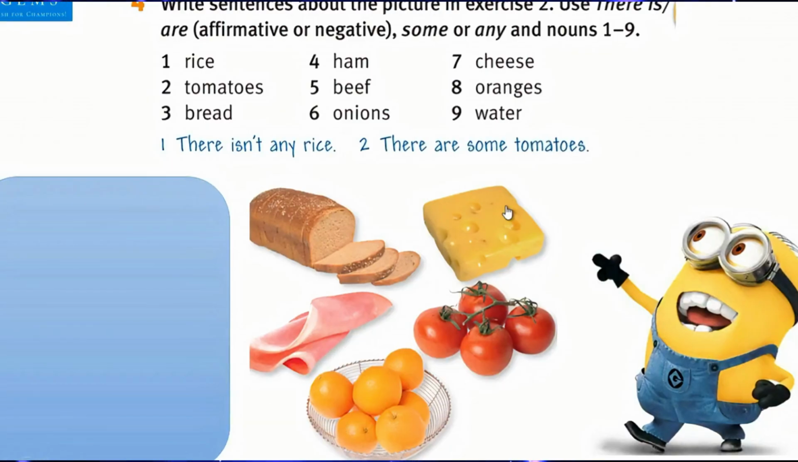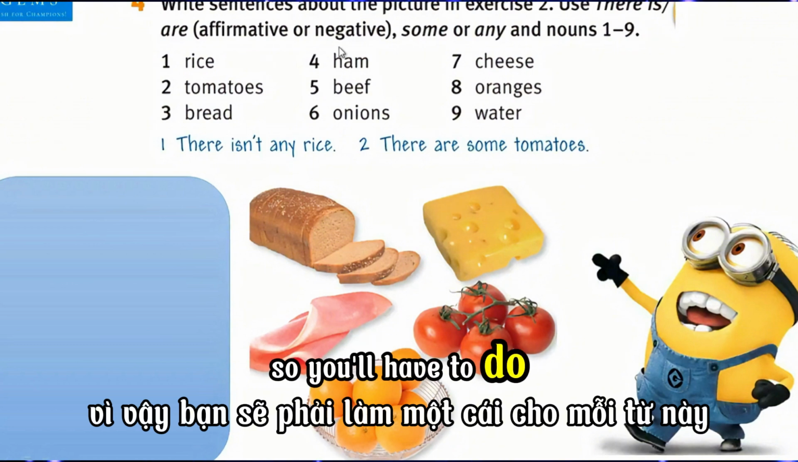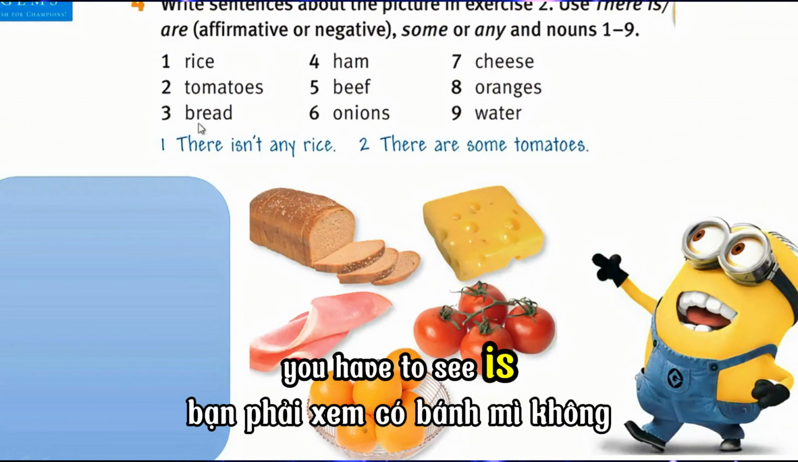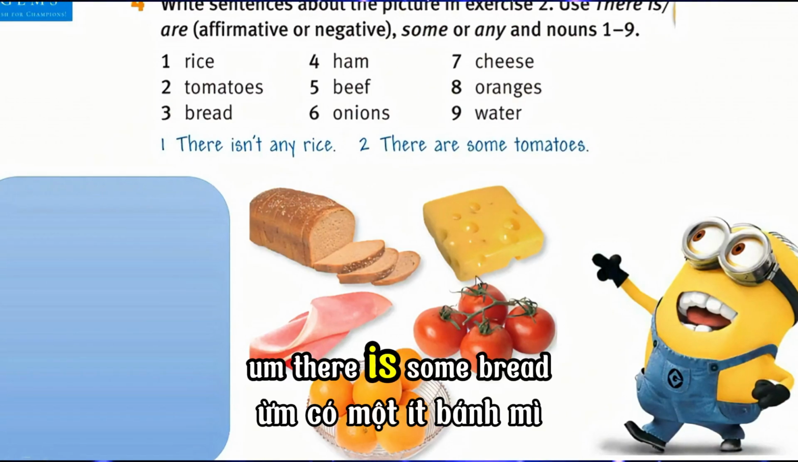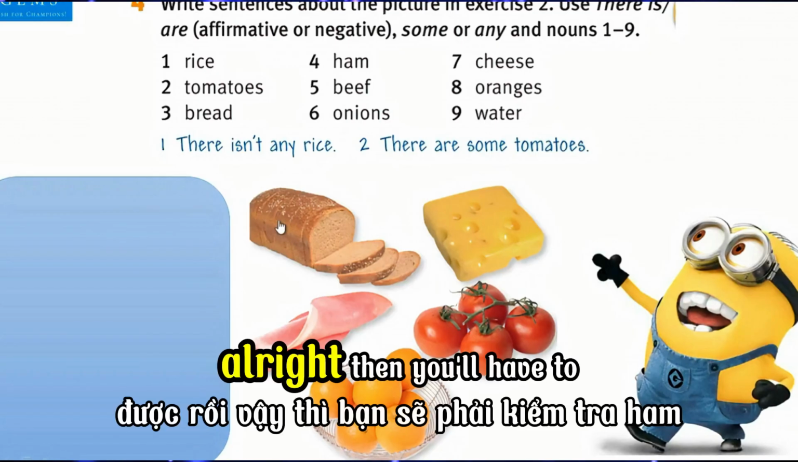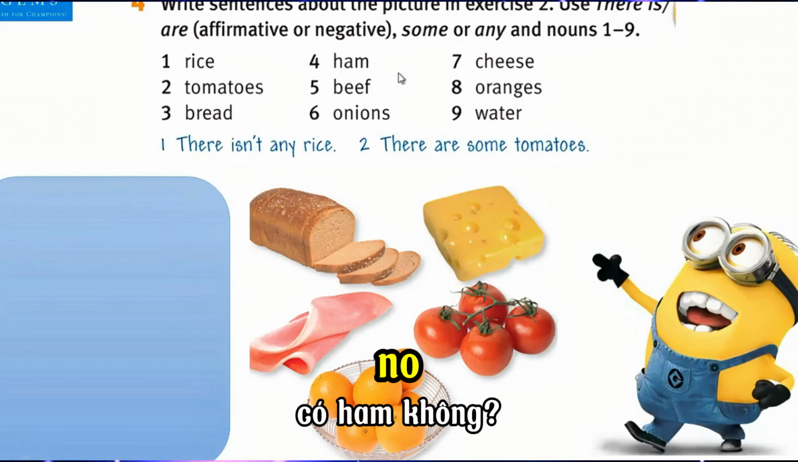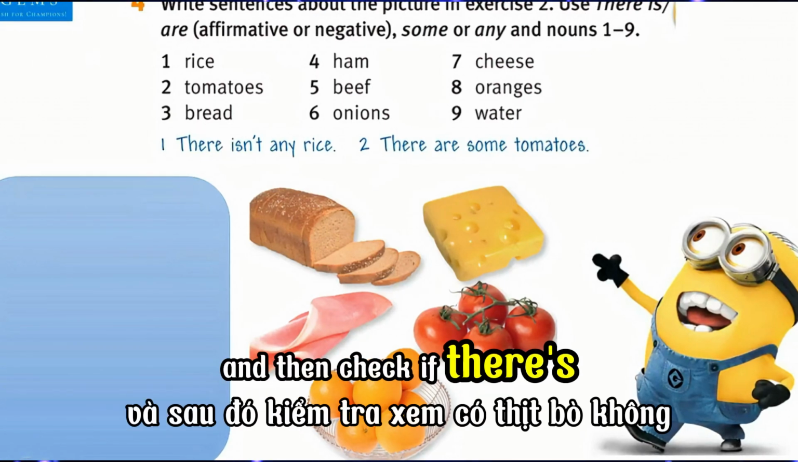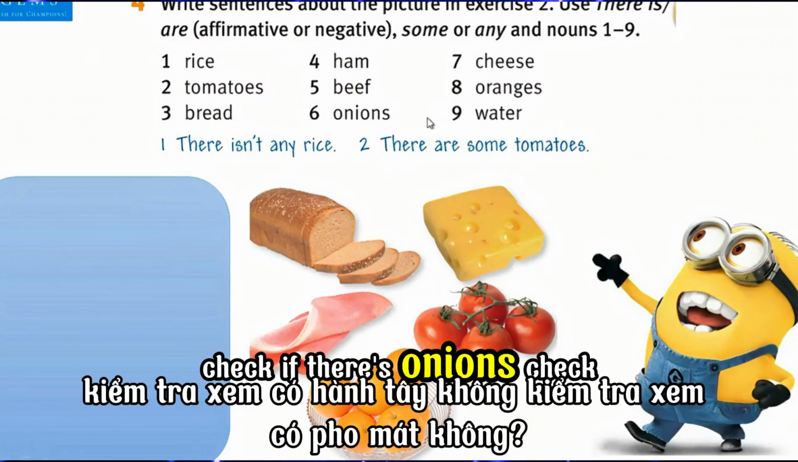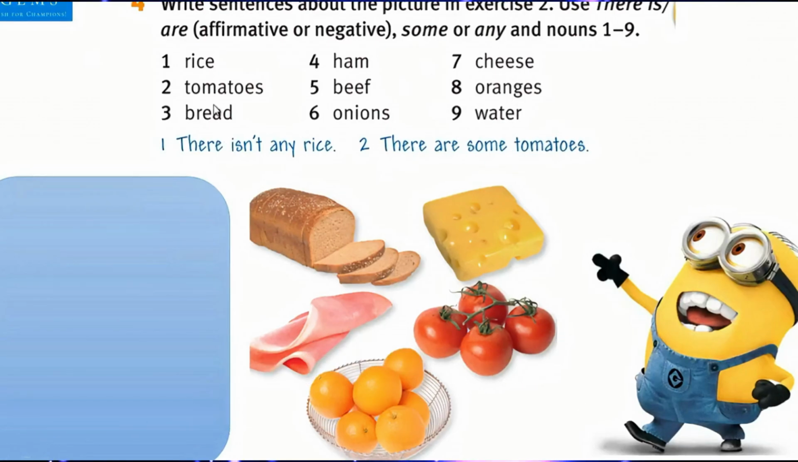So you'll have to do one for each of these words. You have to see, is there bread? I see there is bread. Yes. There is some bread. All right. Then you'll have to check ham. Is there ham? Yes or no? Don't only write yes or no. You have to write the full sentence. And then check if there's beef. Check if there's onions. Check if there's cheese. So just one for each of them. Do you understand? Yes. Okay, great.